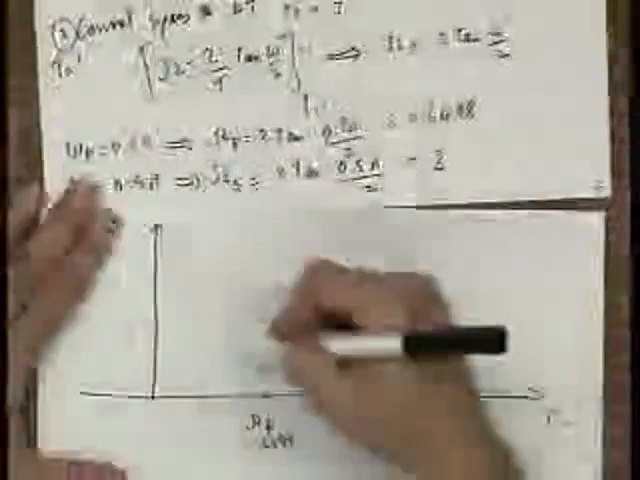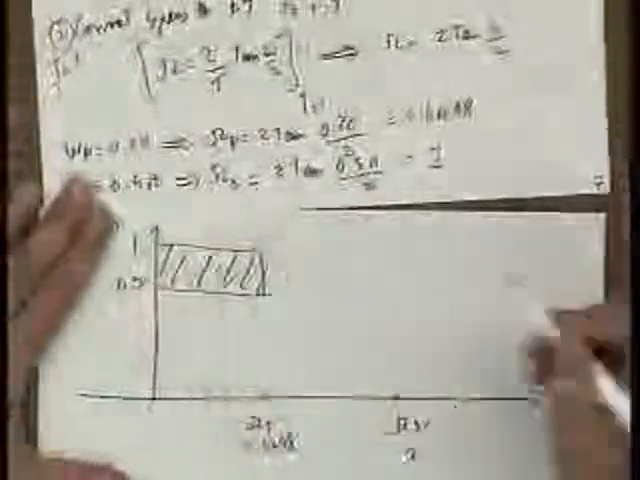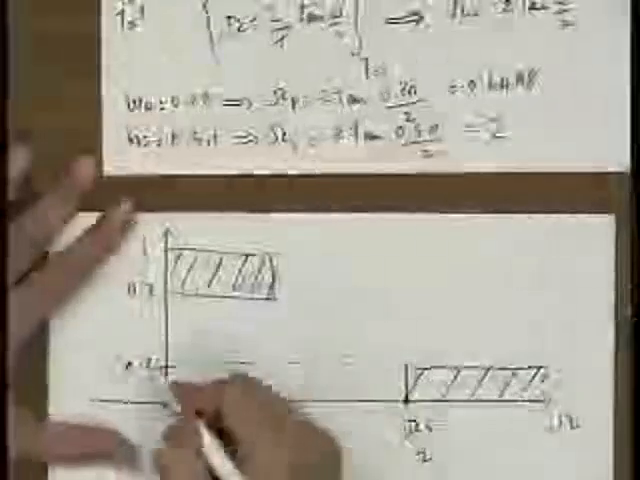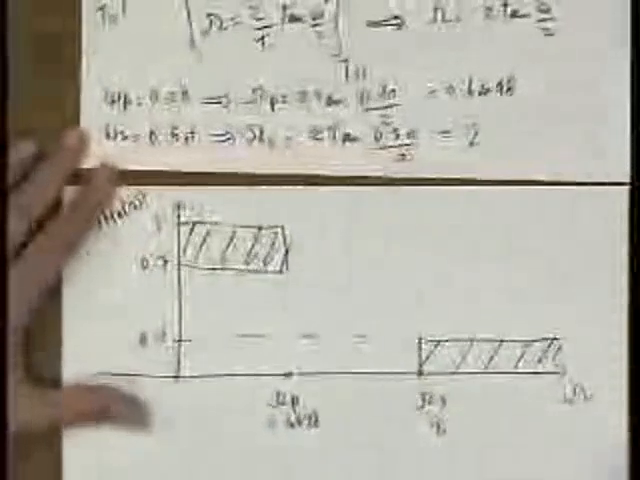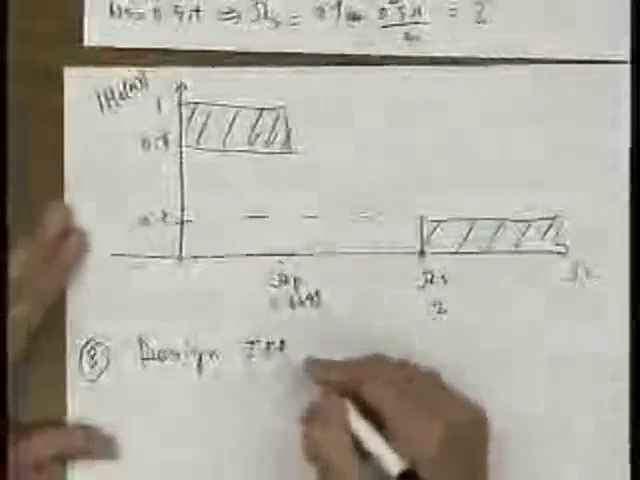Coming back here, these are the only 2 points that changed. Between 0 and omega p, I want it to be between 1 and 0.7. And between here and here, I want it to be the same thing as before, which was 0.2. Okay, so that's the pictorial depiction of my specs. Now I have to move to step 3 and actually design my IIR analog filter.